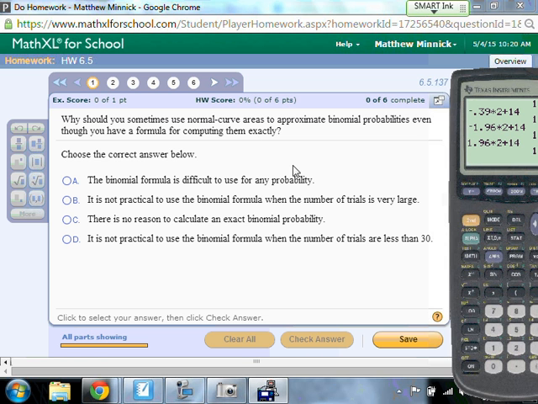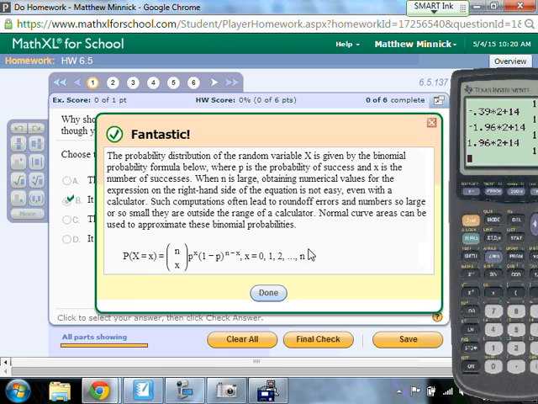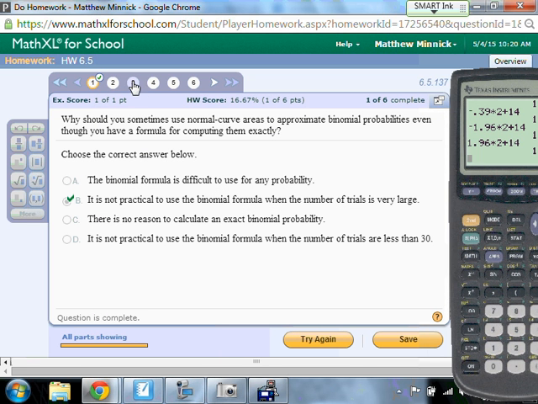Why should you sometimes use a normal curve to approximate binomial probabilities? I'm thinking it has something to do with trial sizes. It's not practical to use the binomial formula when trial size is very large. Lucky guess. Maybe I did my homework before.